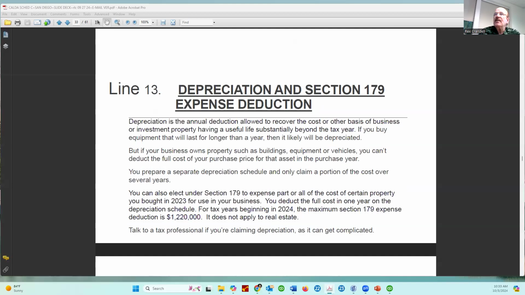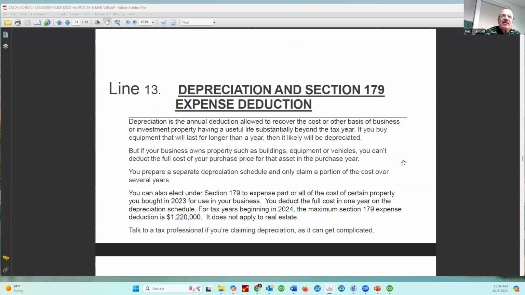Okay, depreciation expense. And then the fast write-off depreciation called Section 179. Depreciation is the annual deduction allowed to recover the cost or other basis of business or investment property having a useful life substantially beyond the tax year. If you buy equipment that will last longer than a year, then it will likely be depreciated. But if your business owns property such as buildings, equipment, vehicles, you cannot deduct the full cost of your purchase price for that year because it's going to last more than a year.